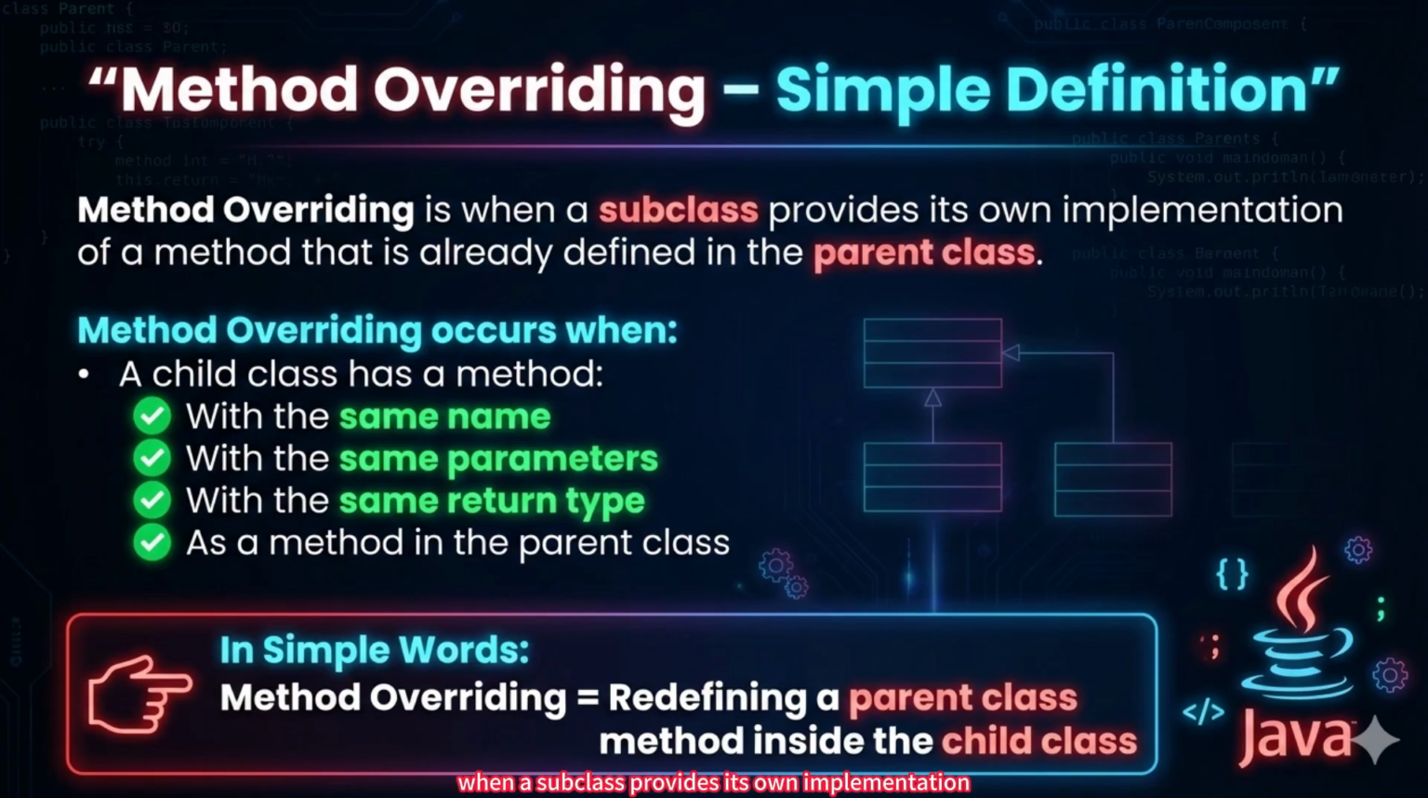Method overriding is when a subclass provides its own implementation of a method that is already defined in the parent class. Method overriding occurs when a child class has a method with the same name, with the same parameters, with the same return type as a method in the parent class. In simple words, method overriding is equal to redefining a parent class method inside the child class. So whenever a child class changes the behavior of a parent class method, that is called method overriding.